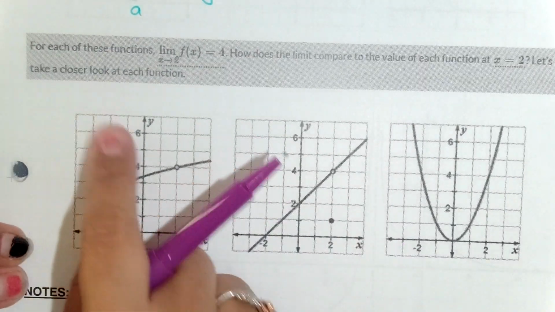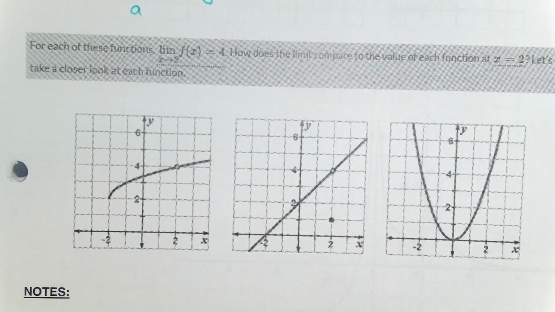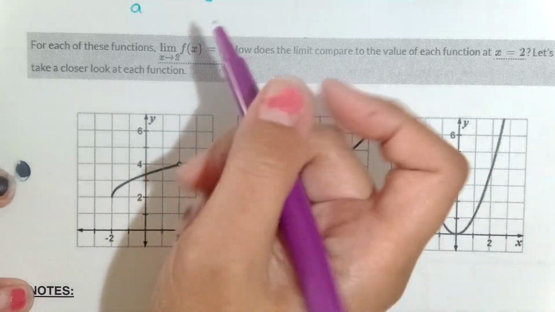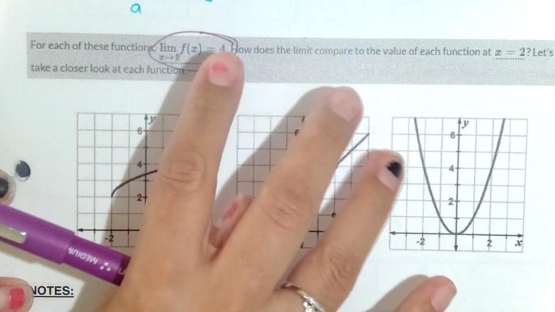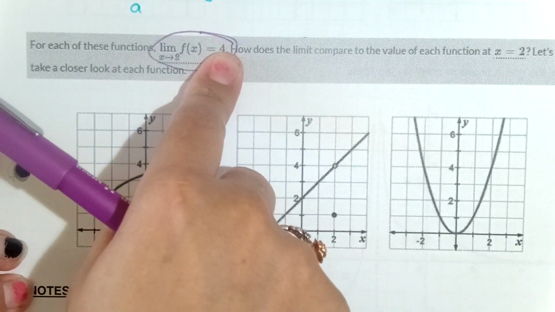So let's look at these. All of these functions right here, I'm going to give you examples of when it's defined as a limit and when it's not defined as a limit. So all of these examples right here have a defined limit at 4, okay? That's what that means. All of these are going to be equal to 4.